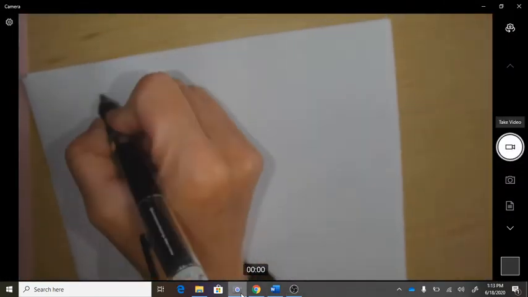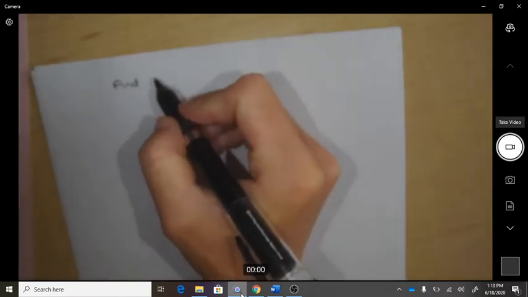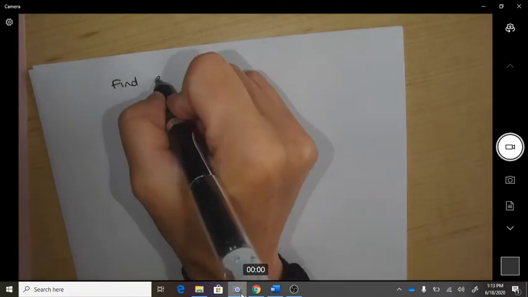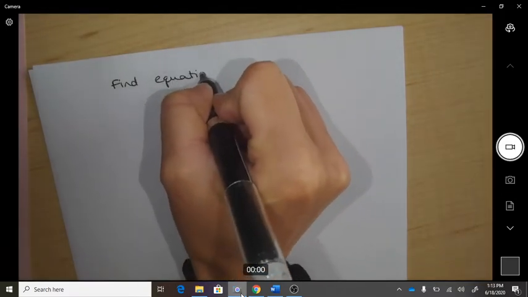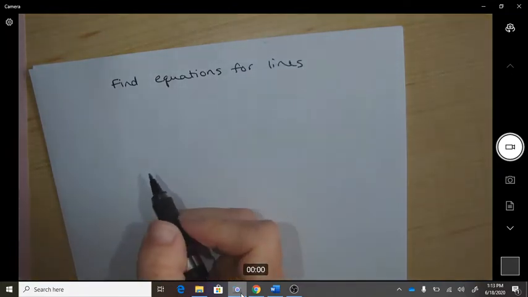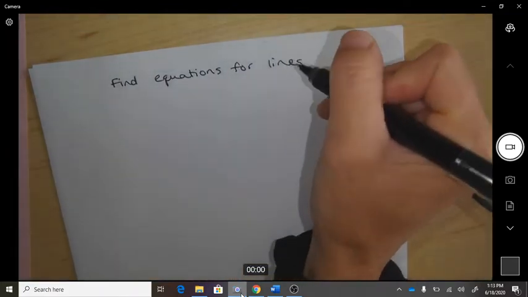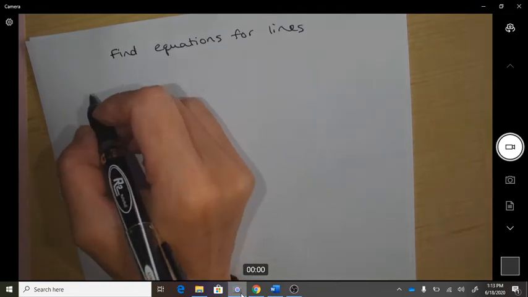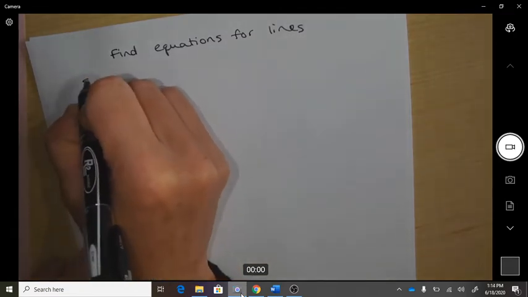Okay, today's lesson we're going to find equations of lines, and I'm going to give you just different scenarios. You have to connect two equations. So let's just talk about our forms.